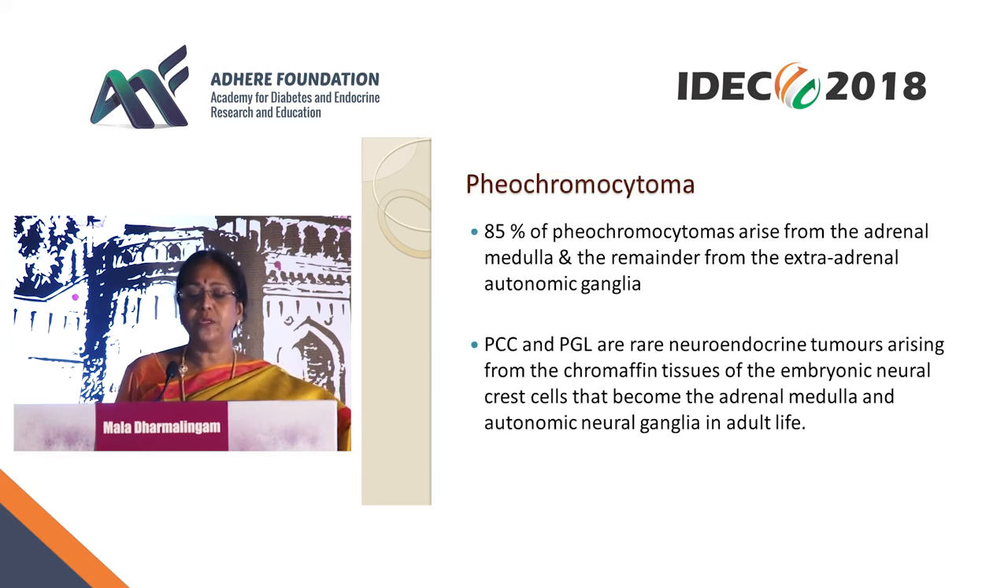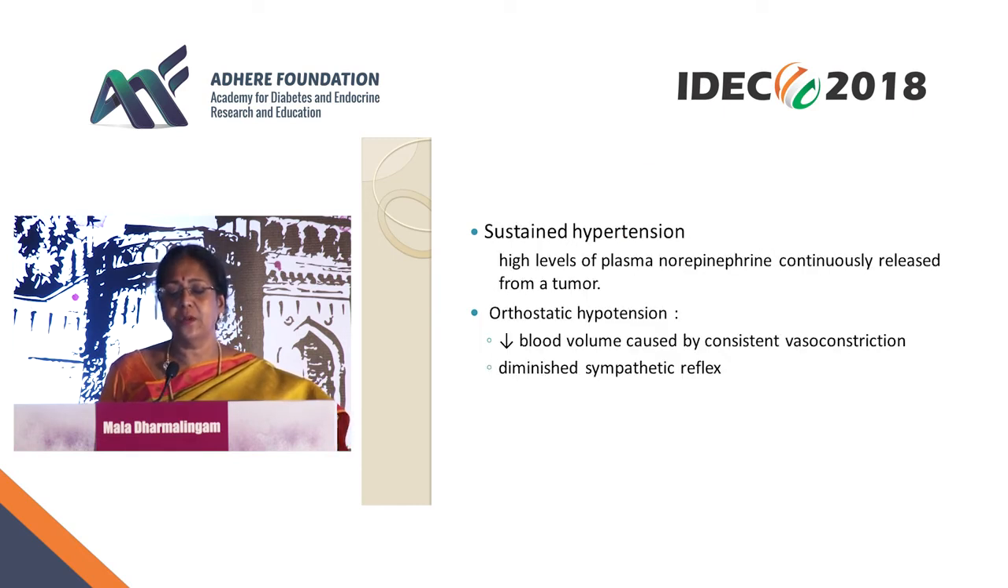85% of all FIOs arise from the adrenal medulla, and some of them, 15%, are extra-adrenal also. They need not always be from the adrenal medulla itself. So you can have paragangliomas, and these are all rare tumors, and they all arise from the chromaffin cells. All of this you must be knowing. They cause sustained hypertension because of high catecholamines, norepinephrine, and they can also cause orthostatic hypotension. Sometimes there is a reduction in the blood pressure in different parts of the day also. This is because of decreased blood volume caused by consistent vasoconstriction and diminished sympathetic reflex. So you should be aware of this also.